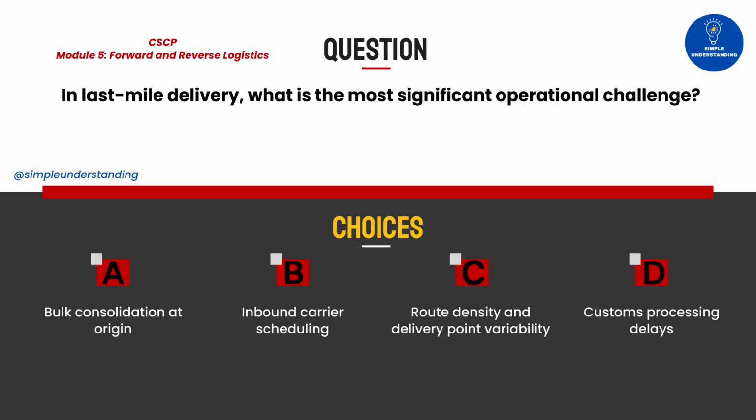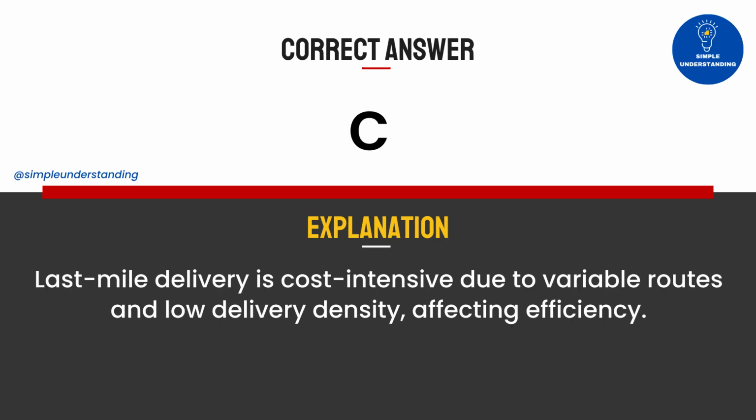6. In last-mile delivery, what is the most significant operational challenge? A. Bulk consolidation at origin. B. Inbound carrier scheduling. C. Route density and delivery point variability. D. Customs processing delays. Correct answer: C. Explanation: last-mile inefficiency arises from unpredictable delivery locations and low drop density, increasing cost per unit.